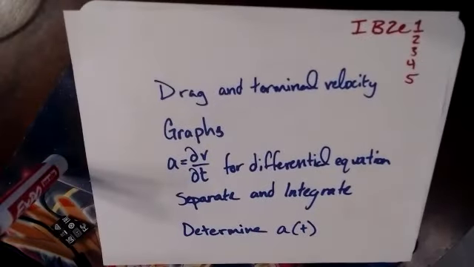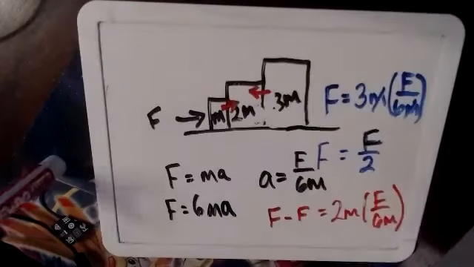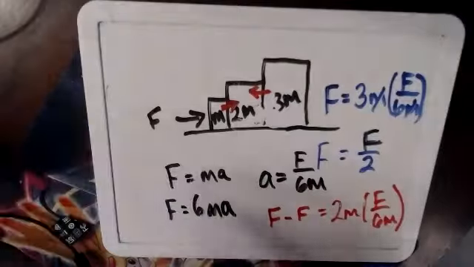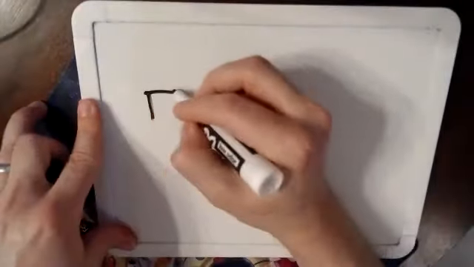Drag and terminal velocity graphs. Differential equations. Separate and integrate. Determine A as a function of T. That's the last thing that's listed in the first two sets of ideas. We'll just do a rough idea, and then on Wednesday, I'll go through it in a little more detail. You have an object, I don't know, a parachute, coffee filters, what we did in class.